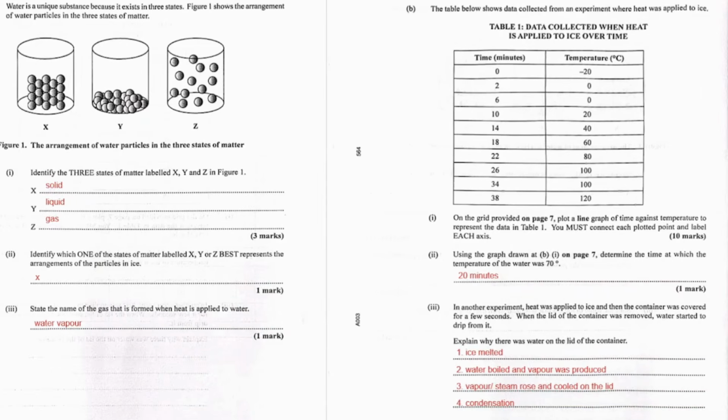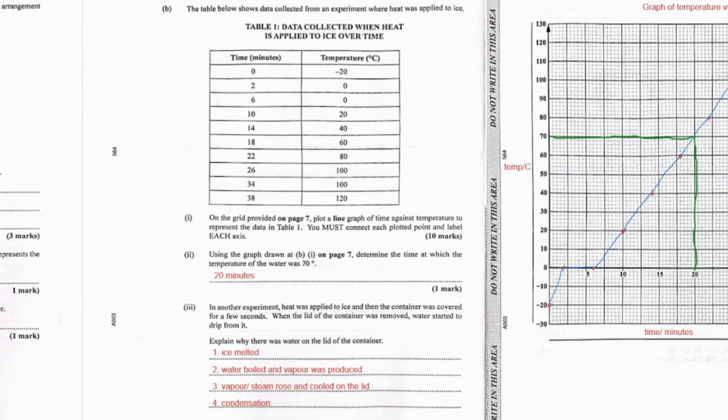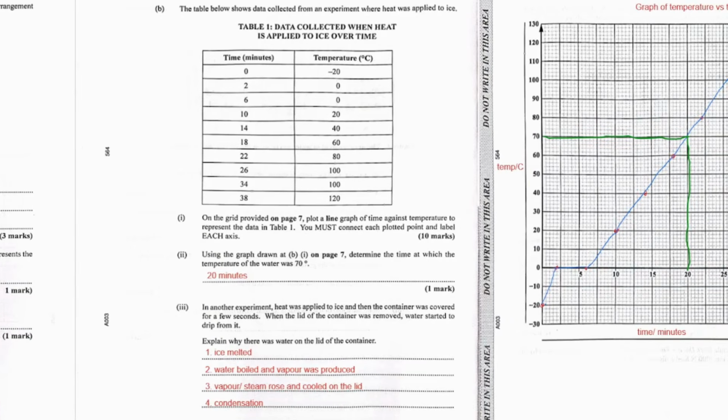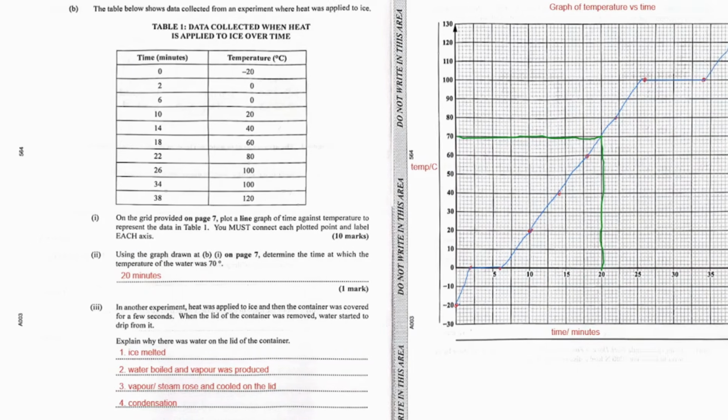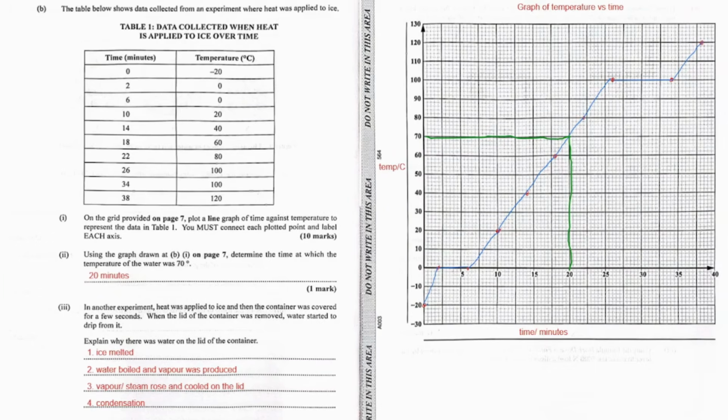Then we have part B, which aligns with this graph here. So I'll show the two at the same time. Just get it around a bit more. Right, perfect.